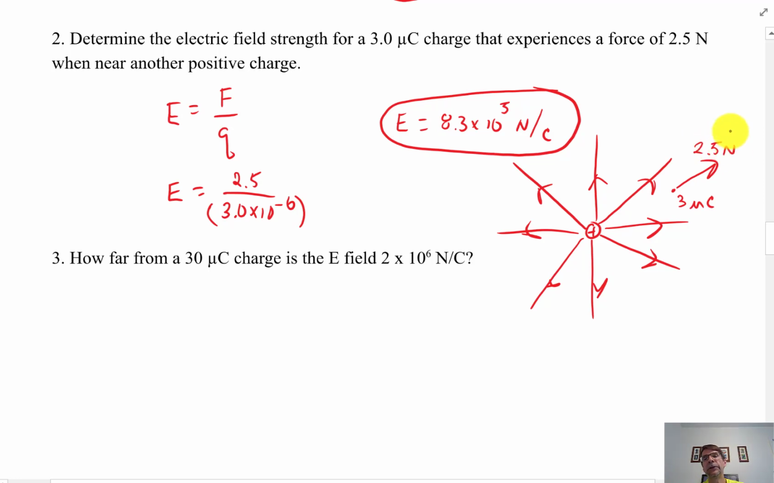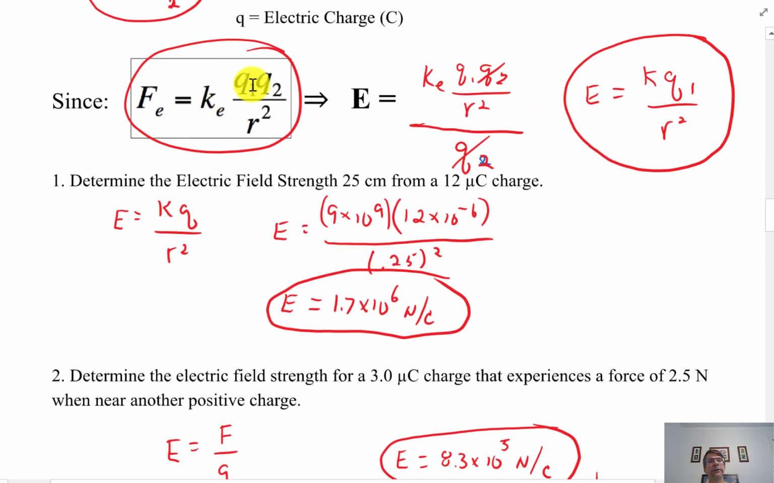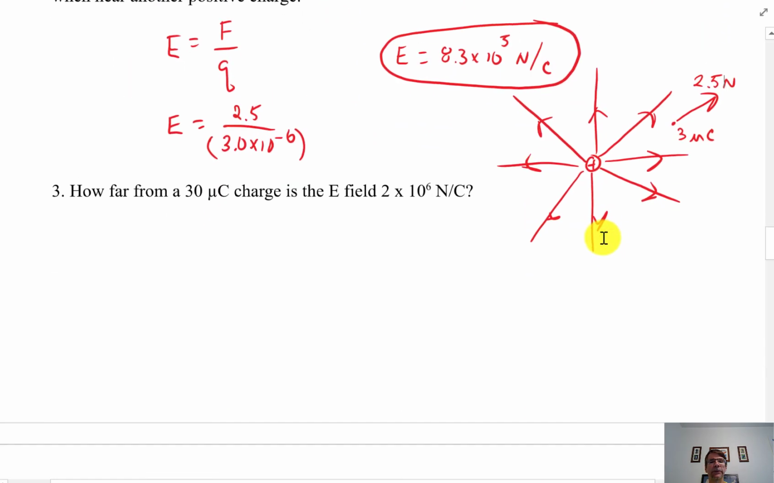But that is indeed Q2. I don't know what Q1 is here. I could figure it out. If they ask you to figure out what Q1 is, you could just go back to this equation, because we know Q2, we know the distance, we know the force, we know everything but Q1. That'd be another good question for a test.